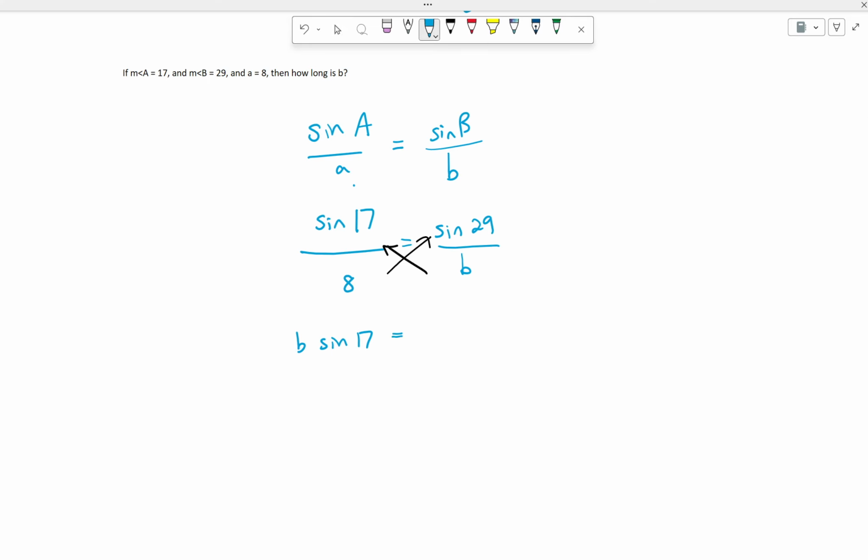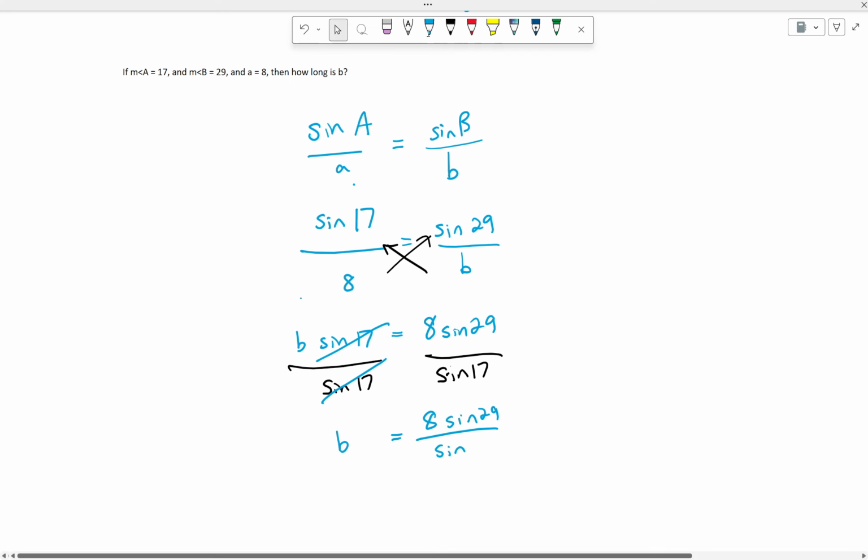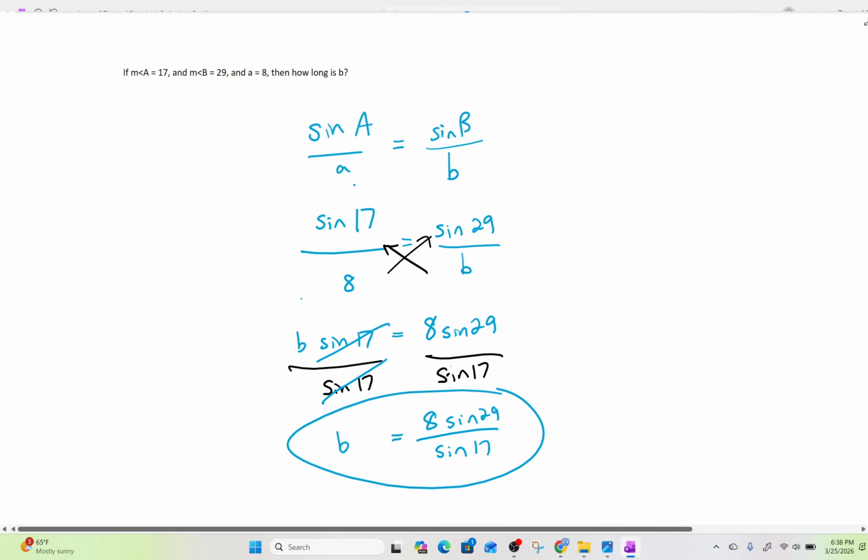b times the sine of 17, and then we have 8 times the sine of 29, and I got to get b by itself. So how do I do that? Well, I'm going to divide both sides by the sine of 17, because this is just some number, right? And again, it's okay as long as I do it to both sides. And then these will factor out. So b will be exactly equal to whatever the result of 8 times the sine of 29 over the sine of 17. Okay? Now, let's go punch that into a calculator together.